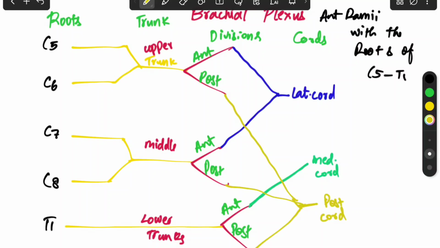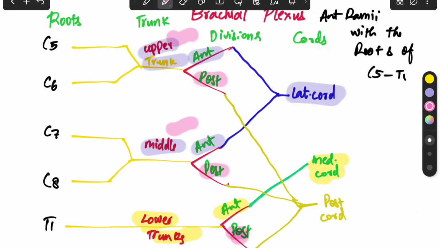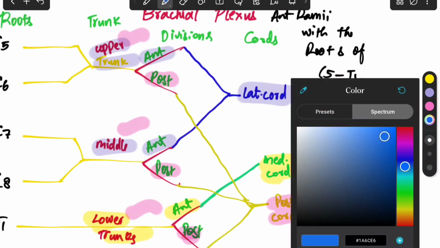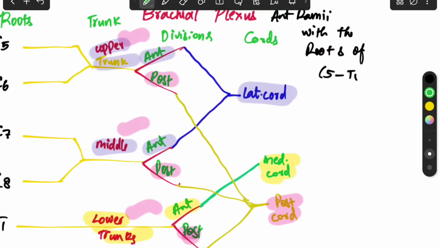Once again, the anterior division of the upper trunk and the anterior division of the middle trunk form the lateral cord, and the anterior division of the lower trunk forms the medial cord. The posterior divisions of the upper trunk, middle trunk, and lower trunk form the posterior cord. These cords will again give some branches, so let us see the branches one by one.